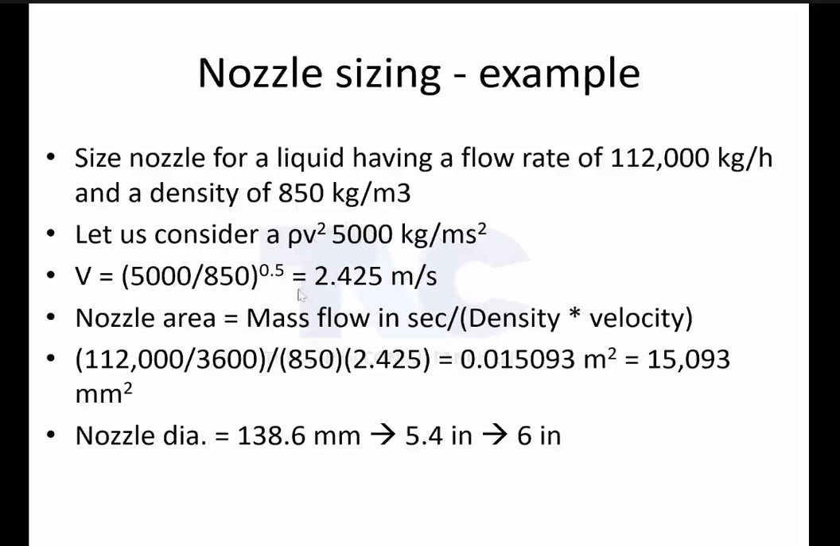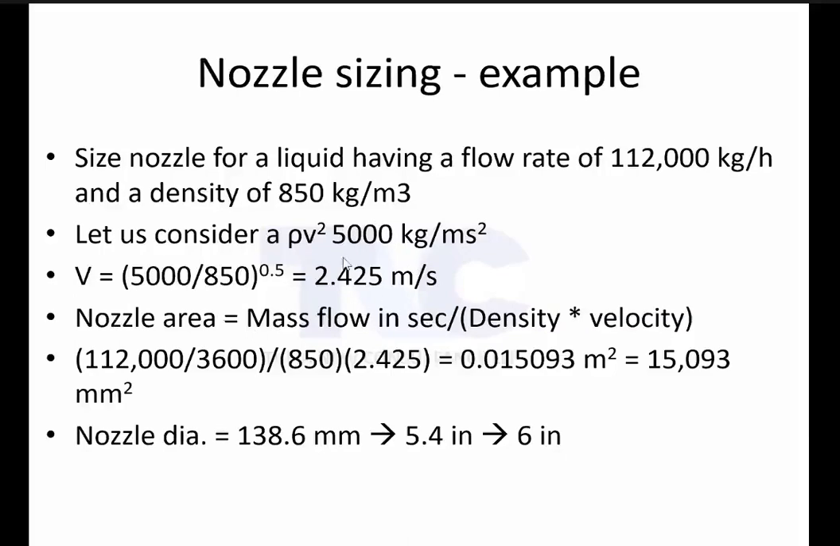Then based on that, you get the velocity, because our velocity should be less than 2.5. More velocity means more entrance loss, and more entrance loss is not acceptable. That is why it is very critical to have the velocity around 2.5 in the nozzles. Once you know the rho v squared, assuming 5,000 is very ideal, you get a velocity value less than 2.5. It's good.